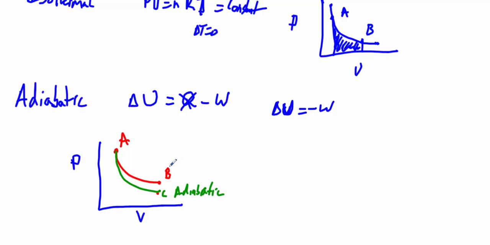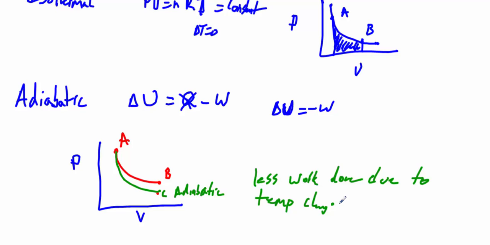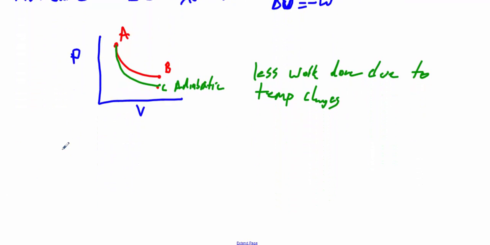Okay? So in isothermal, the heat that's absorbed goes into work. But here, some of that internal energy is going to be a temperature change, and so less work is actually done. Less work done due to temperature changes. Okay? So it's a steeper curve. And then the other two are pretty straightforward.